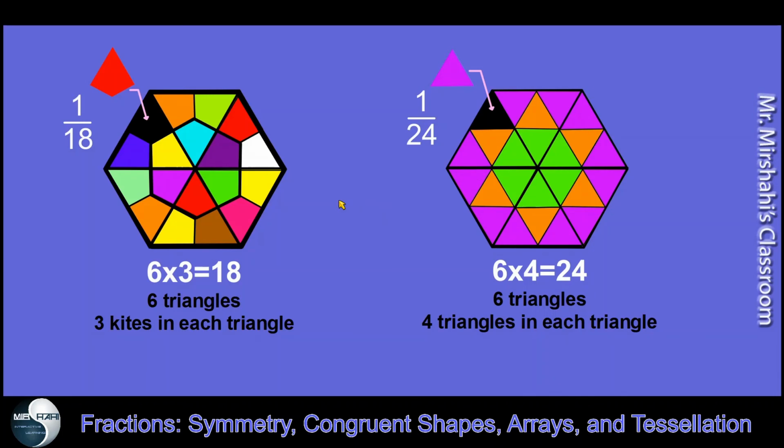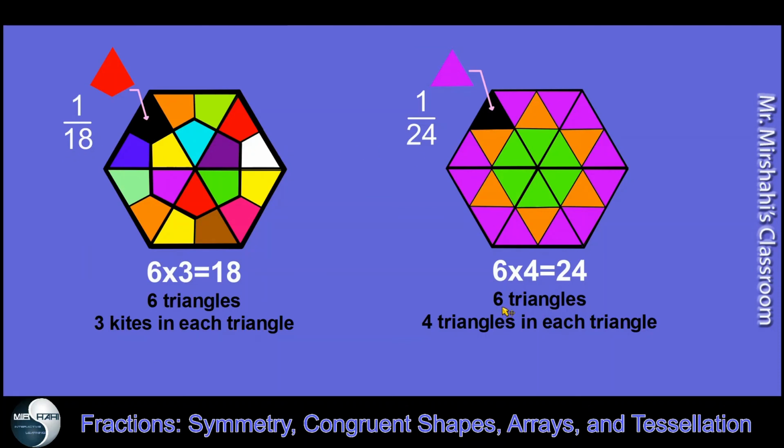Two tessellations here. I have here a hexagon. Inside the hexagon, I have 6 triangles. And each triangle has 3 kites. Kites are 4-sided shapes, so this side and this side are equal, this and this are equal. Okay, so 6 times 3 is 18, so that's 1/18th.